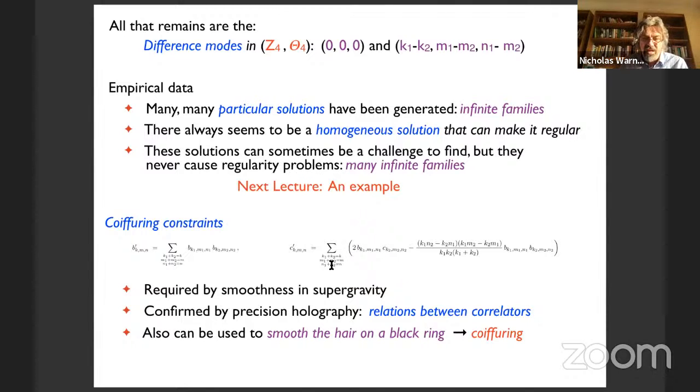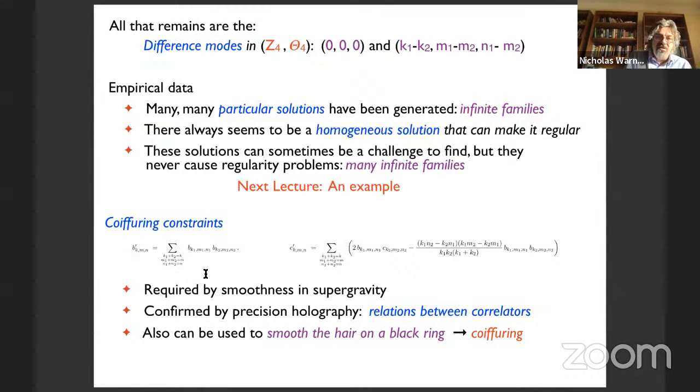derivatives of the metric as you cross the horizon can be smoothed out, and you can avoid null singularities and things like that in the hair by adjusting Fourier coefficients in exactly this sort of way for charge distributions on the surface of a black ring. And so we thought it's smoothing the hair on a black ring. We called it coiffuring. That's the origin of the term. But it's exactly this kind of game.